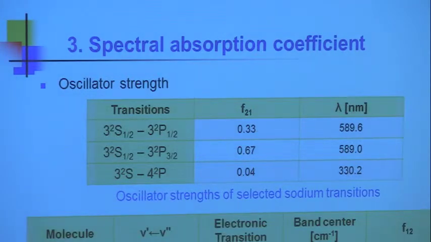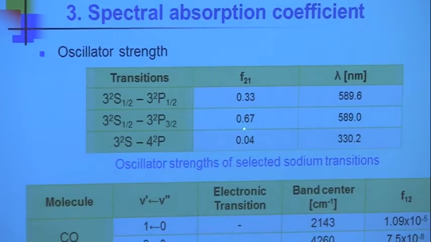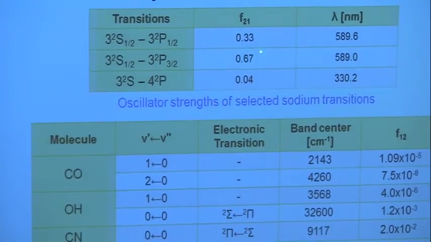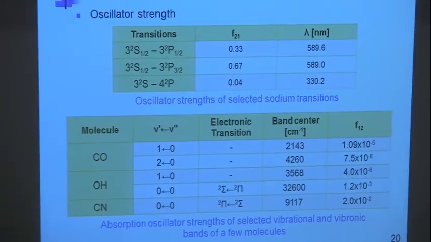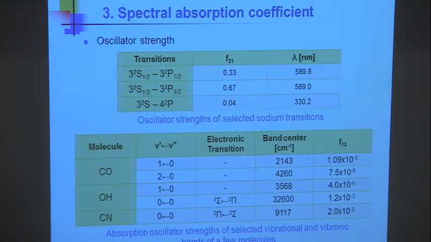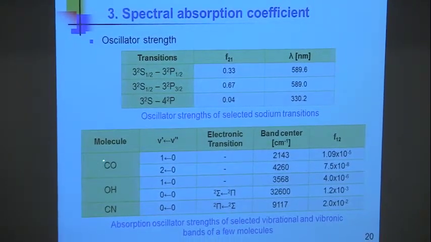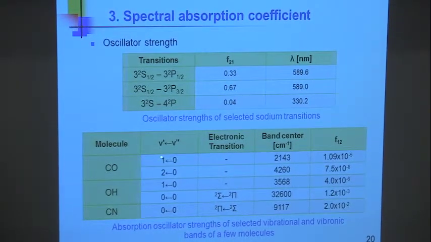Now, what if I go to some molecules? So notice that these oscillator strengths are pretty big. They're not 1, but they're significant. What if I go to something like carbon monoxide, rovibrational transition from 0 to 1? Rovibrational. Band center is at 2,000 wave numbers, that's 4.6 microns. The oscillator strength is 10 to the minus 5. The oscillator strength is really small, meaning the probability of absorption is really small.